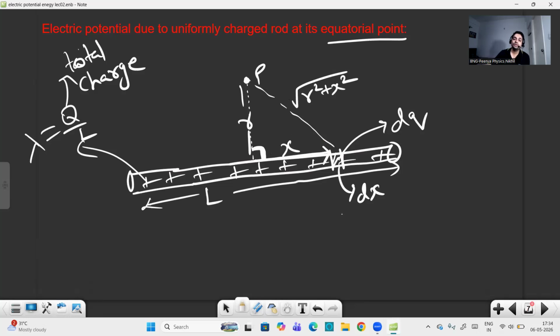And you know that electric potential is a scalar quantity, so no need to think about direction. Directly we can write dV equals, what is the charge? k dq divided by the distance, root under r square plus x square. Now here the variable is x.